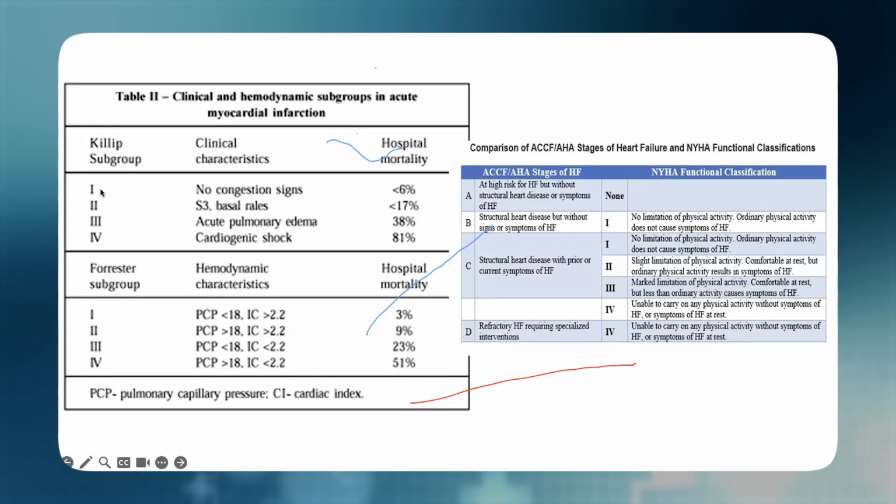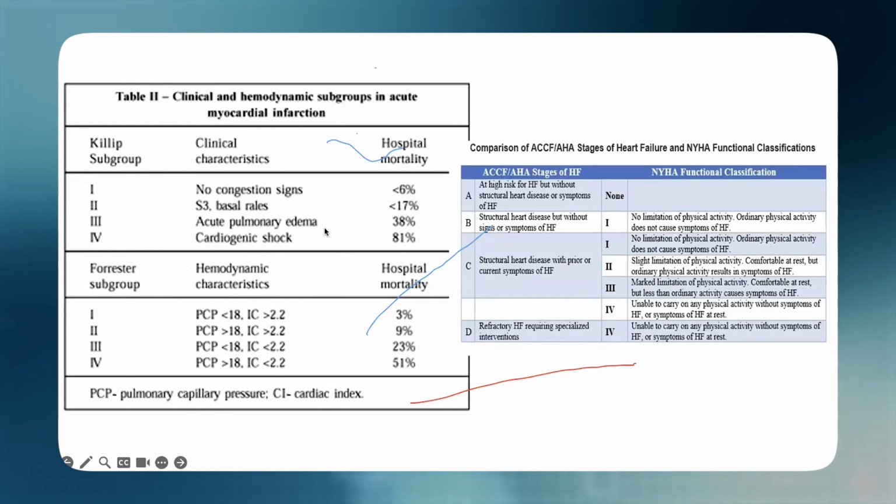This Killip classification is very important, which relates to hospital mortality. Killip and Forrester classification, this you may or may not remember, but Killip classification you need to remember, and you need to classify in any clinical scenario. Questions will also come with Killip classification. Class 1 is no congestion, class 2 is S3 and basal rales, meaning the patient is in failure.